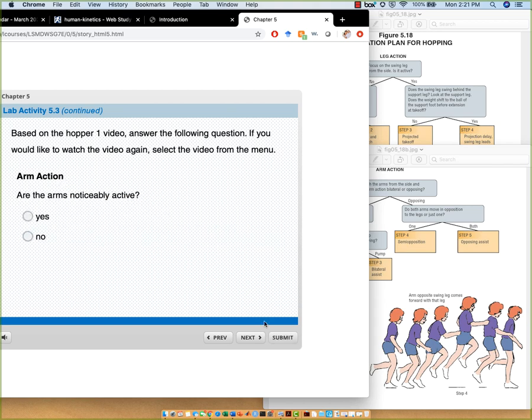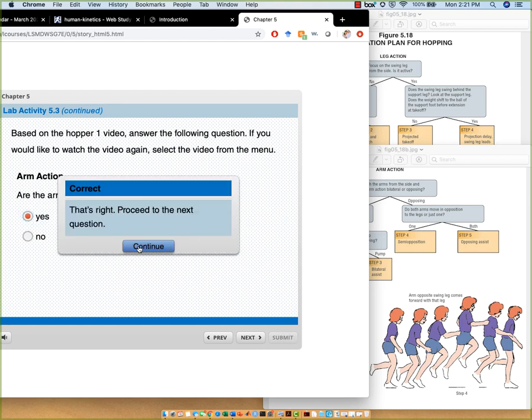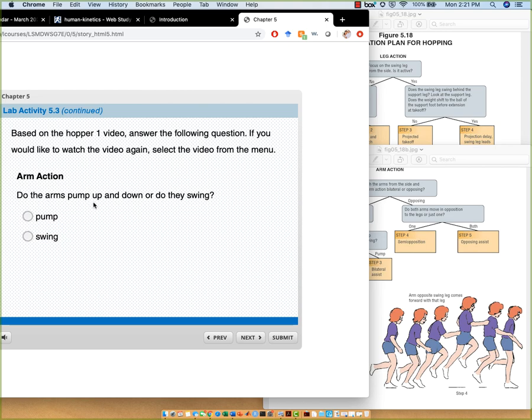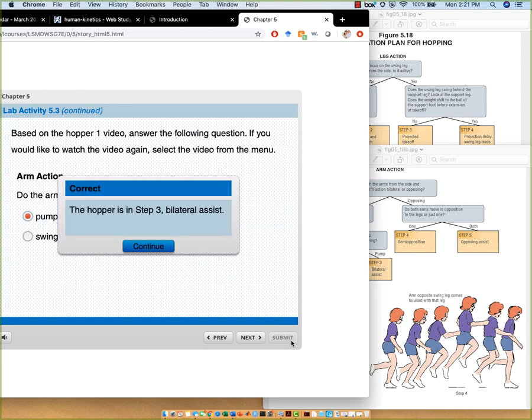Good. And then, are the arms noticeably active? I do think they are. I think they're helping to generate force. So let's see what it says here. That's correct. And then the next one is, do the arms pump up or down, or do they swing? What they mean by swing is if they're moving more in a horizontal direction than a vertical direction. It actually looks like they were pumping. And let's see if that's correct. And that's correct. So they are in bilateral assist, which is what we were talking about before.